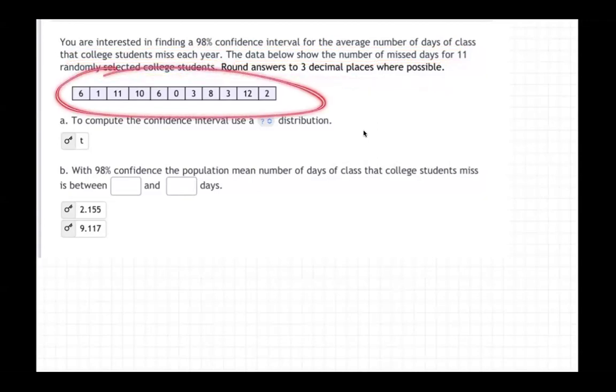So these are 11 students. This is like student one, so student one missed 6 days in the year. Student two missed 1 day. Student three missed 11 days. Student four missed 10 days, etc. We have 11 different students, and these are how many days they missed. So we want to find out what's the average: how many days a year does the average college student miss? And we're going to try to estimate it based on this sample of 11 students.